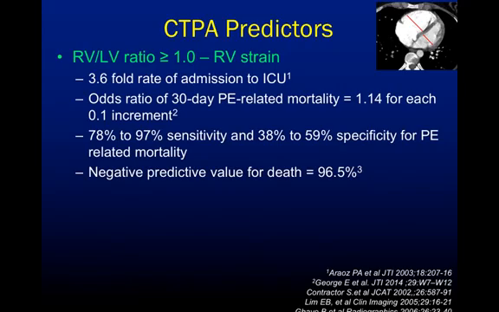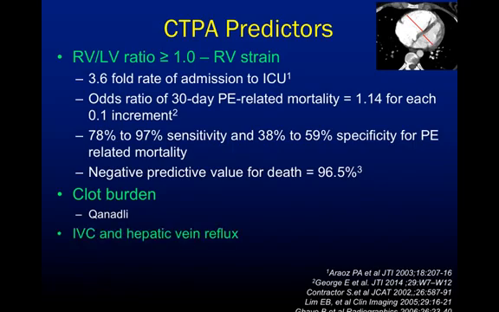It portends an increased risk of PE-related mortality. And when the ratio is less than 1, patients have a much better prognosis. So the negative predictive value for death is very high.